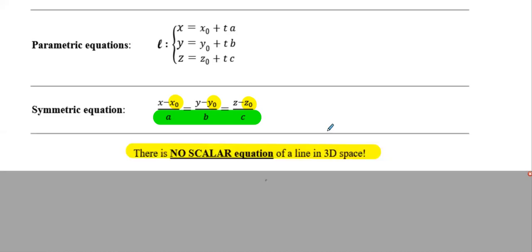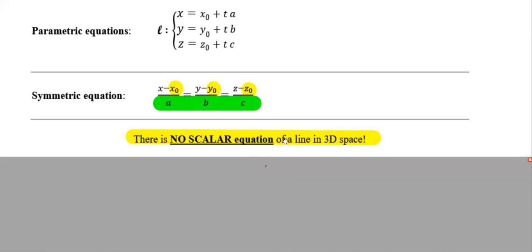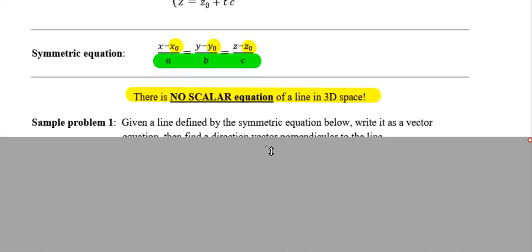One thing to keep in mind, though, unlike two dimensions, there is no scalar equation of a line in three-dimensional space. So that is very important to note. So if you're given a scalar equation of a line, you automatically know you're in two dimensions. Okay.